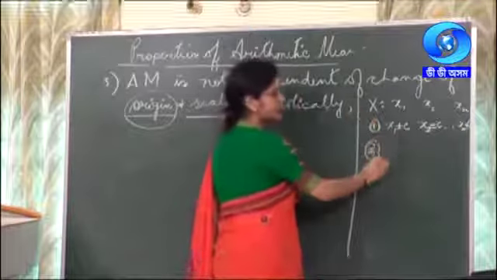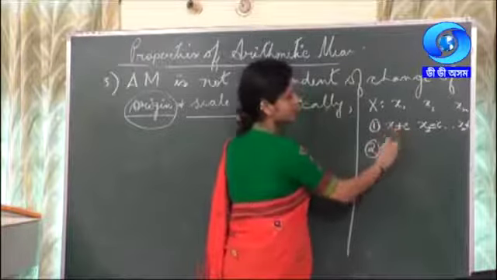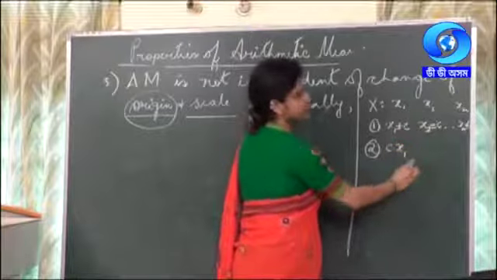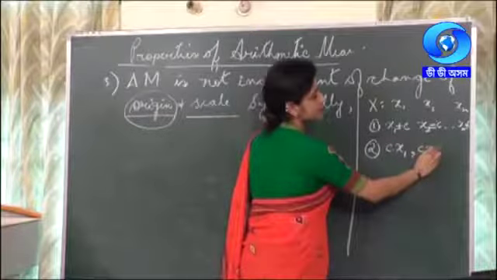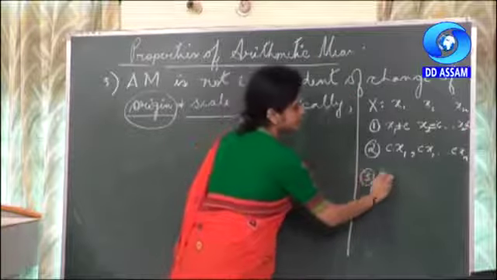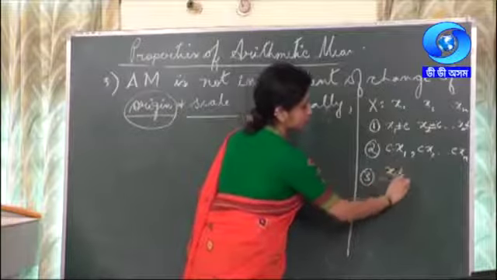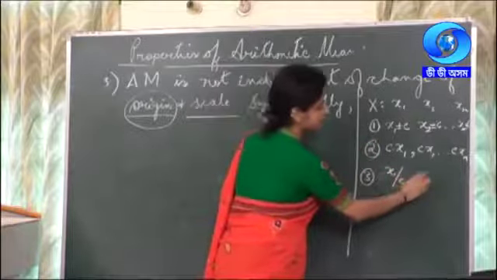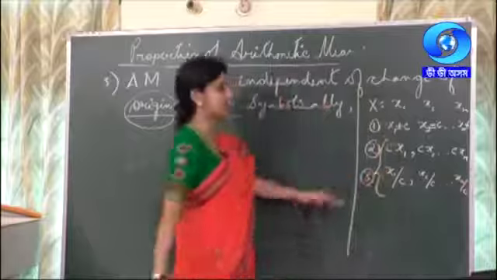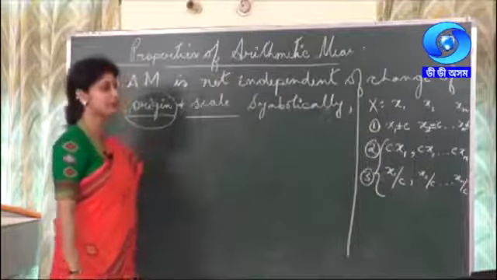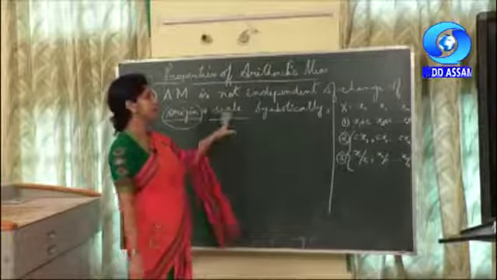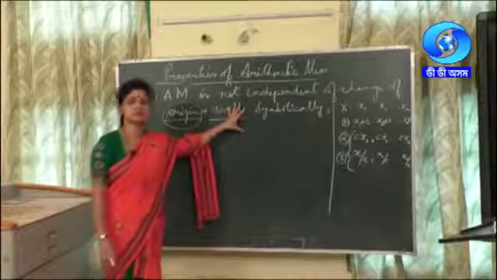Case 2 is if you multiply all the values of variable x by a constant c, say c into x1, c into x2, etc. up to c into xn, or you divide the values x1 by c, x2 by c, etc. up to xn by c. In these two cases, where you are multiplying or dividing the given values of x by some constant value c, the arithmetic mean also gets changed.